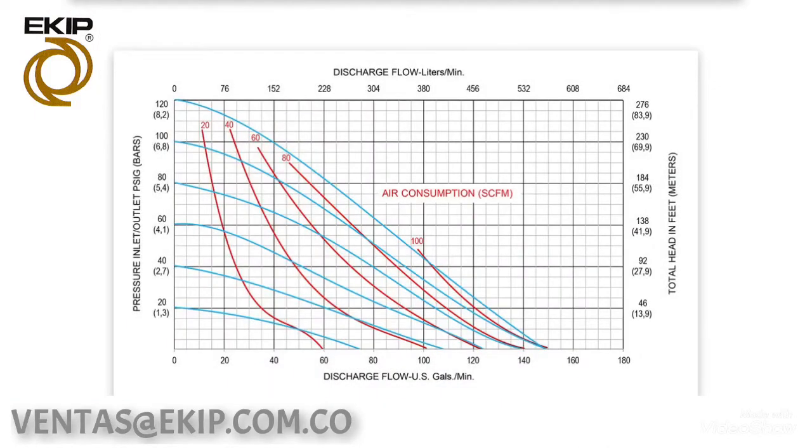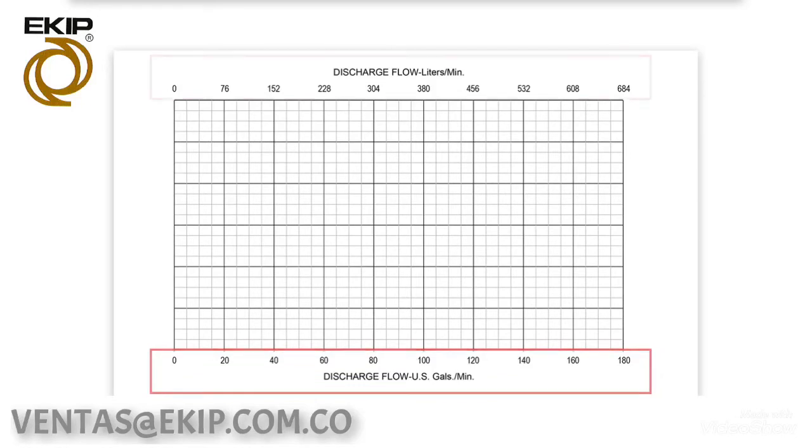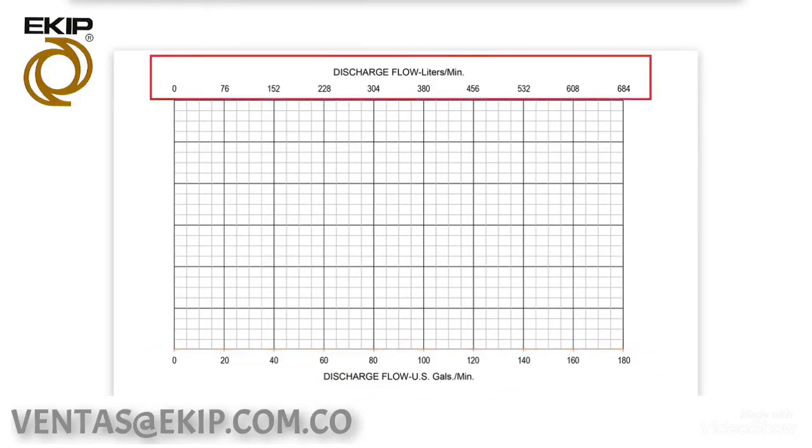All-Flo's AODD pump performance curves are made up of three axes: a horizontal axis, a vertical axis, and a curved axis. Let's dissect the elements of each one. Along the horizontal axis is the flow rate. Gallons per minute is identified at the bottom, while liters per minute is identified at the top.